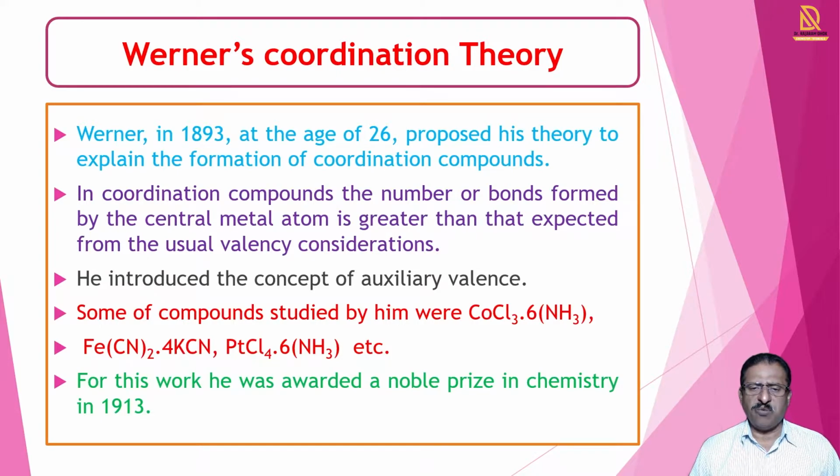In coordination compounds, the number of bonds formed by the central metal atom is greater than that expected from the usual valency consideration, and that is called a coordinate compound. Such coordinate compounds are very important compounds, and this theory was first introduced by Werner.